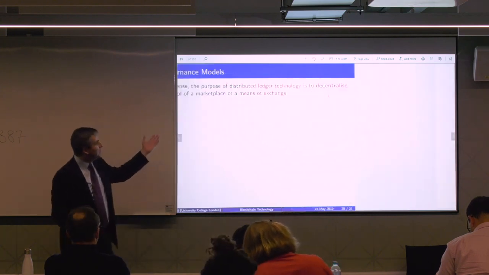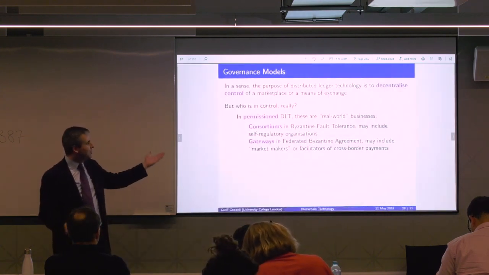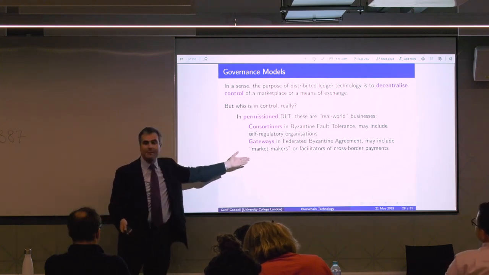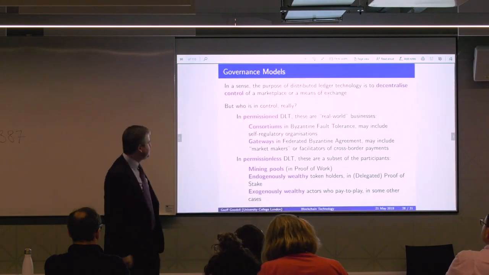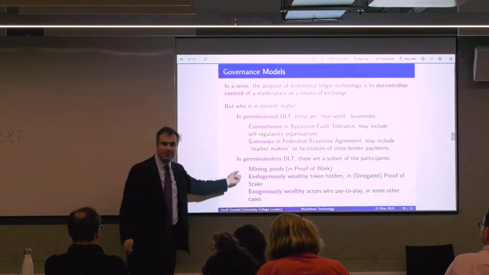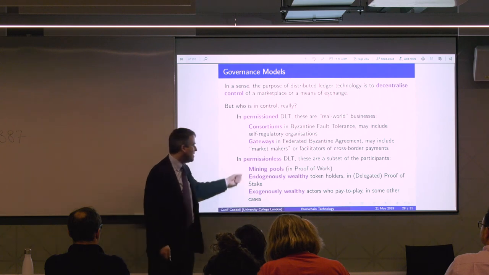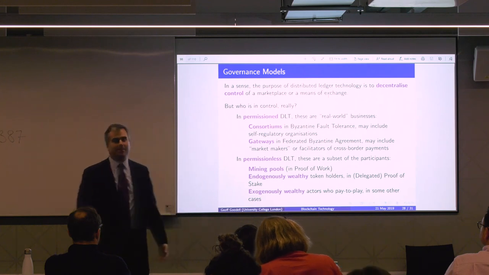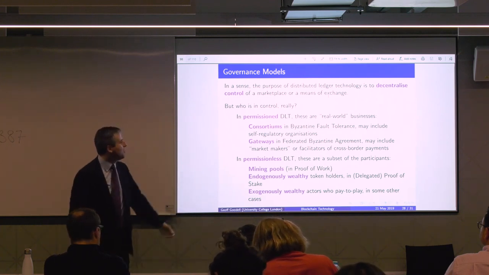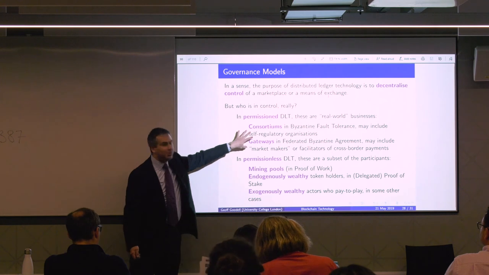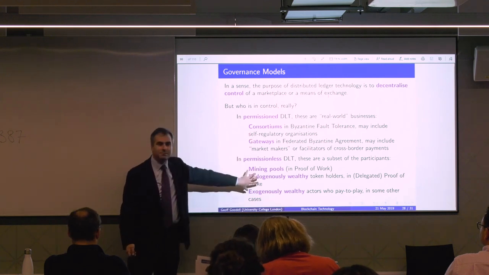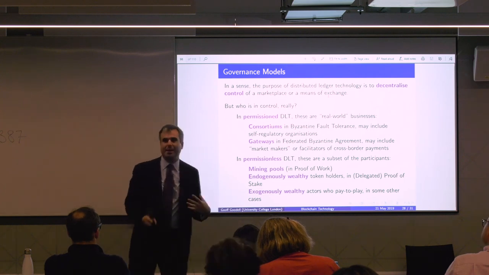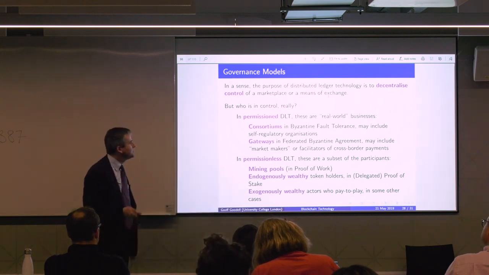Governance models. Questions of who's in control. Permissioned DLT might be controlled by consortiums or gateways who might be like market makers. In permissionless DLTs, we talked about some of the parties who control it, might be mining pools or wealthy participants. So there will always be gatekeepers, right? So the question is, who is in control? Are they institutional, or are they sort of natural law, if you will? So these are questions about the design of these systems and the governance of these systems.